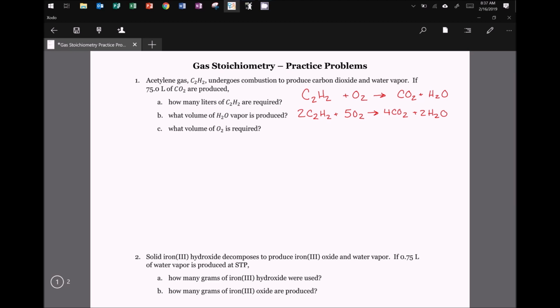So we're going to start with the 75 liters of CO2 that are given in the question. So part A, 75 liters of CO2. And we're going to do our mole ratio. Since these are all gases, we can treat our liters just like we would moles. So my ratio is 4 liters of CO2, and I'm getting that right from the balanced chemical equation, right? And that's going to react with 2 liters of C2H2.